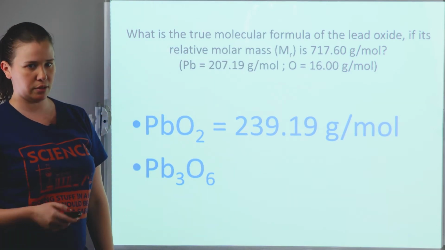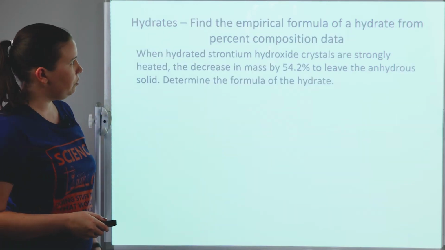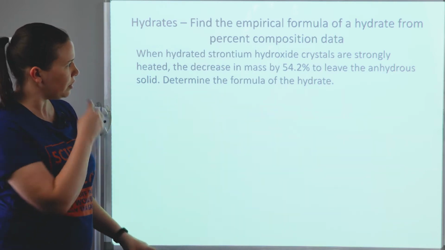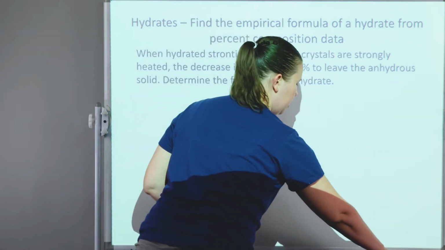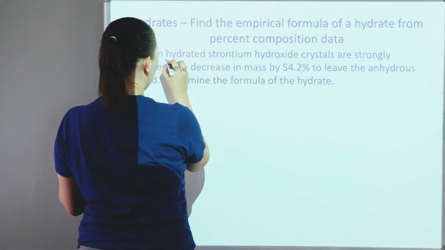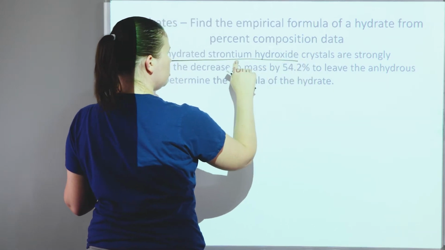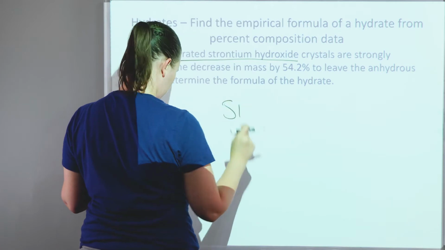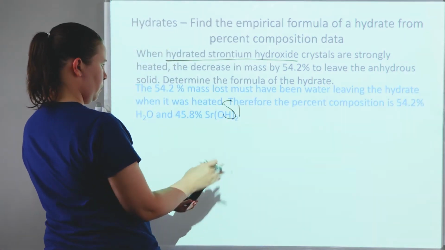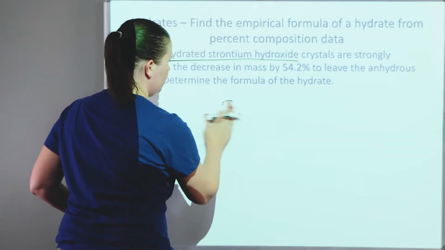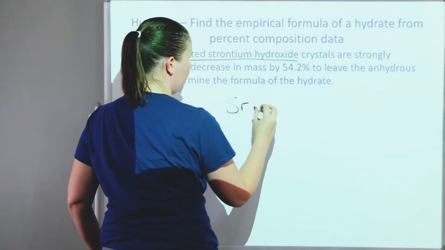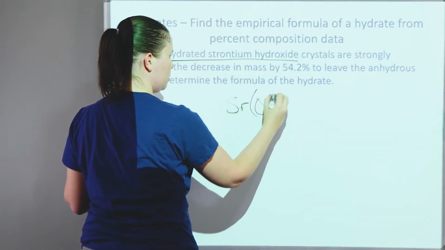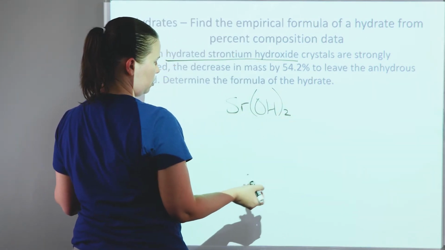So Pb3O6. All right, so when we first talked about hydrates, it's kind of hard to think of them as empirical formulas, but they really are. For example, in this one, we're looking at a hydrated strontium hydroxide. So strontium hydroxide is going to have, what is the symbol for strontium? Sr, sorry. So we have Sr and then hydroxide, OH. Now strontium's in the second column on the periodic table, so it has a +2 charge. So we're going to balance our charges real quick.